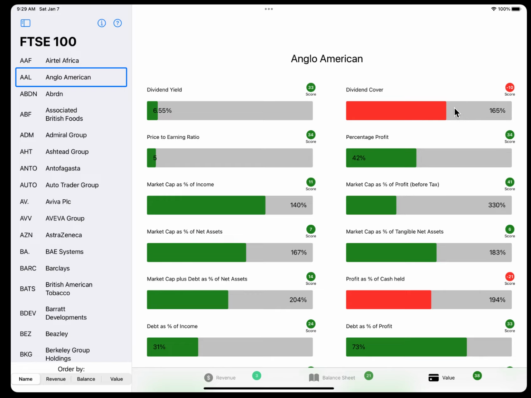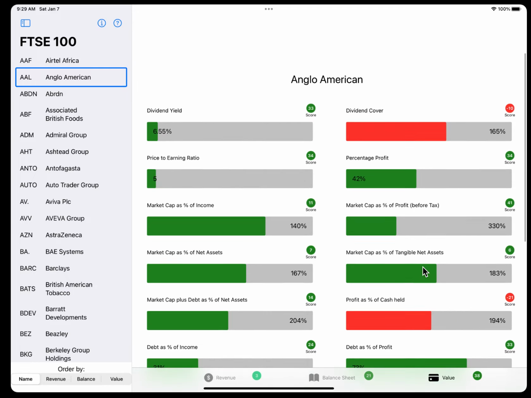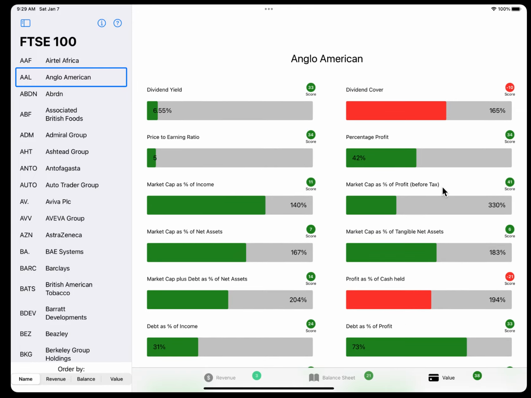Other things are a little bit worrisome, but not too worrisome. Dividend cover is 165%. So they're covering their dividend, but it's not a massive cover of the dividend. But then that's probably fairly standard for a mining company. Usually mining companies do give away a lot of their profit as dividends, particularly the large mining companies. So that's how that works. So as you can see, the scores are fairly good.